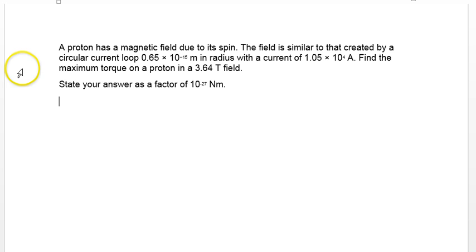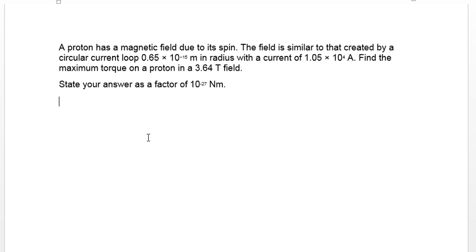And so we can imagine it as a current loop of 0.65 times 10 to the minus 15th meters in radius, a current of 1.5 times 10 to the fourth amps. That's kind of high, right? Find the maximum torque on the proton. This is very similar to the last problem.